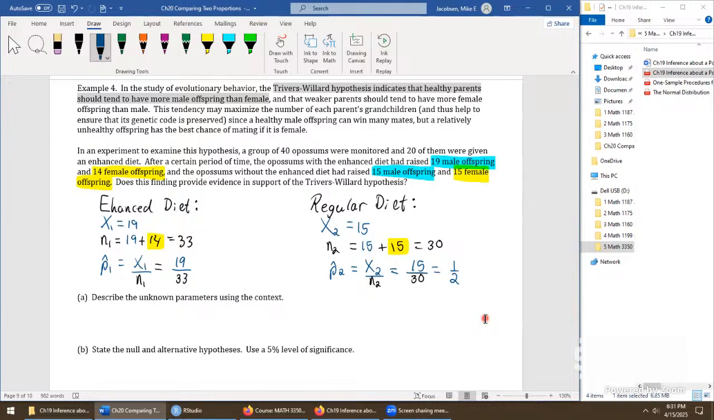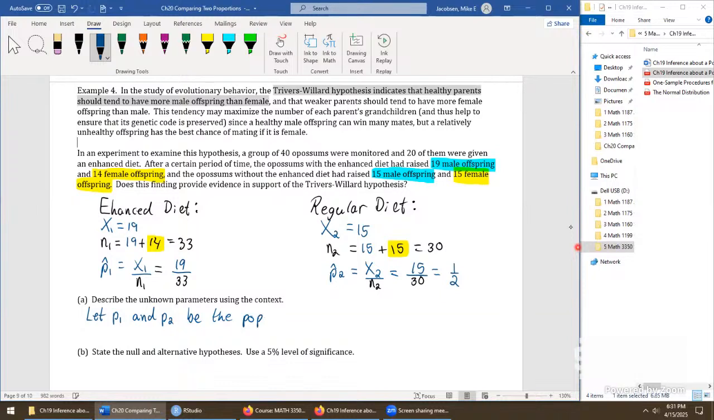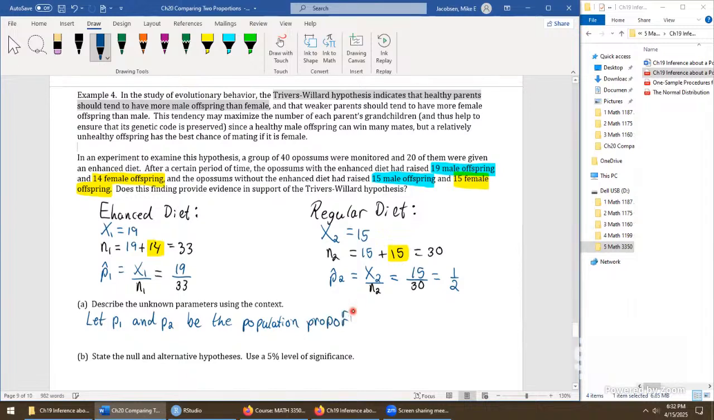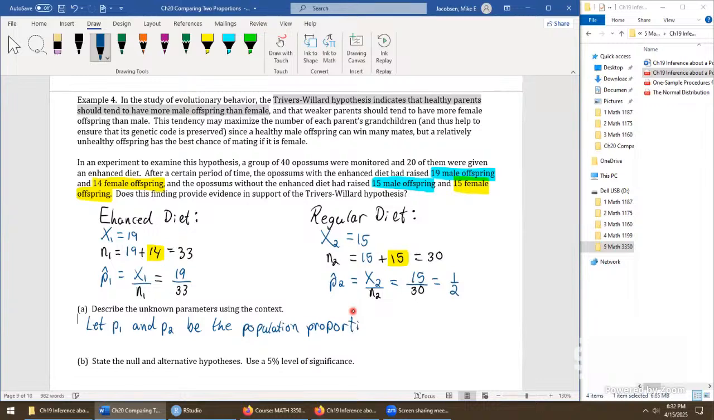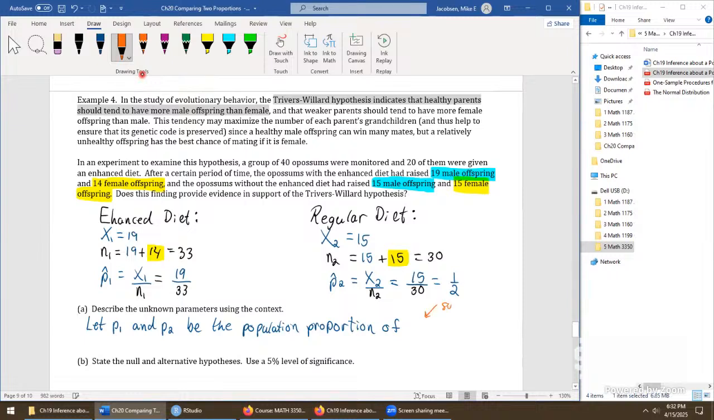Okay, let's now go off to the next phase. We need to describe unknown parameters. We indicate statistics p hat 1, p hat 2. Then all we're really doing at this stage is saying let p1 and p2 be the population proportion of what we put in the next step is the successes in the problem.